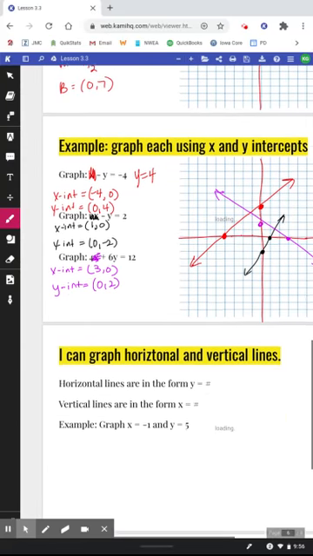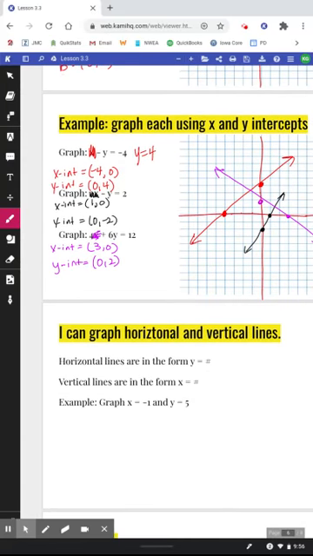Now, something we have to remember, sometimes we are given equations of just one variable. The first type would be if you're given the equation y equals a number and there is no x. In that case, it's a horizontal line. So if I have the equation of y equals 5, there is no x, so I don't want it to cross the x-axis. So I go up to y equals 5, and it's going to be a horizontal line.